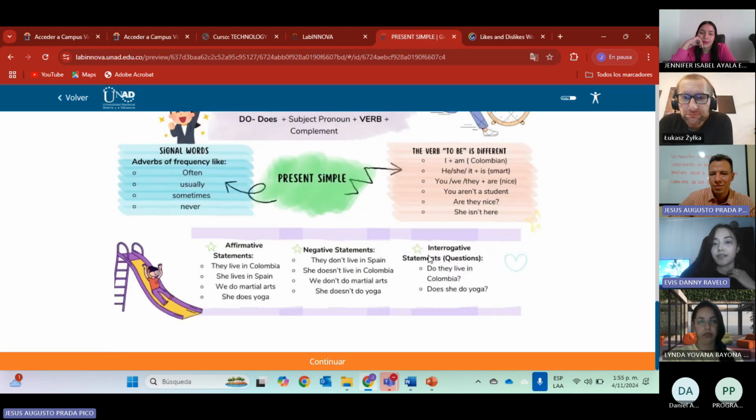Can you please help me to read this part? Maybe Daniel? And there are some examples that we have down here. Affirmative statements. Can you please help me reading them? Affirmative statements. They live in Colombia. She lives in Spain. We do martial arts. She does yoga. Thank you so much.